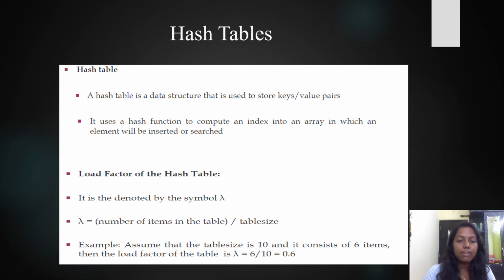So we have a factor called the load factor, which is denoted by the symbol lambda, which goes as the number of terms in the table divided by the table size. How many ever terms we have divided by table size. Let's assume we have a table size of 10 and it consists of 6 elements. So your load factor, that is lambda, will be equal to 6 by 10.